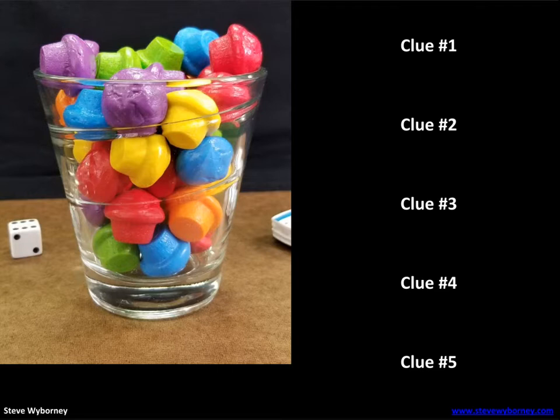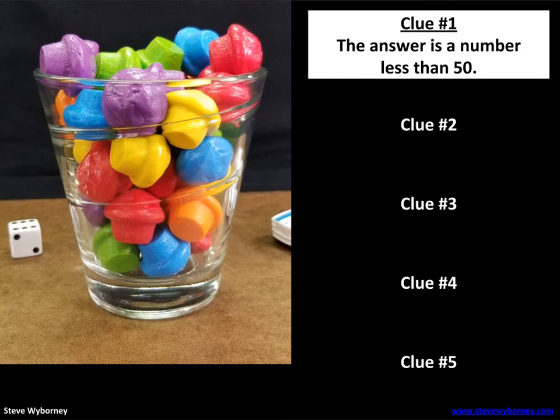Are you ready? You got your first estimate written down? You ready for clue number 1? The answer is a number less than 50. This tells me that my number is going to be between 1 and 49. So if you're working on your own hundreds chart, you might want to just cross off numbers 50 through 100 because we know those are no longer possible. Does that change your estimate? Do you need to make a revision? If you do, please do so before we reveal clue number 2.